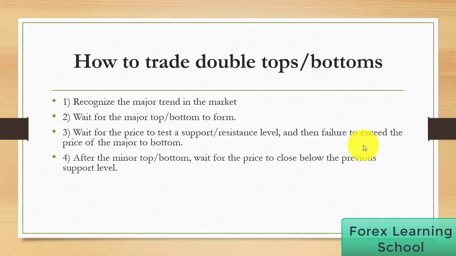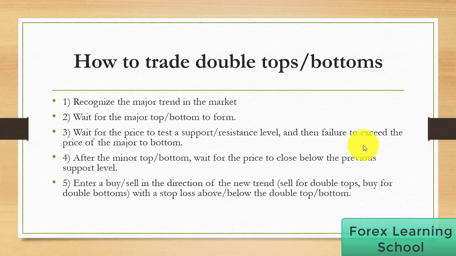4. After the minor top or bottom, wait for the price to close below the previous support level. 5. Enter a buy or sell in the direction of the new trend. Sell for double tops, buy for double bottoms, with a stop loss above or below the double top or bottom. 6. Take profit based on your chosen exit strategy.